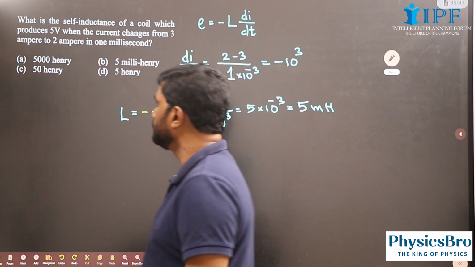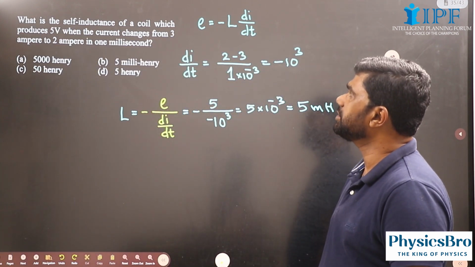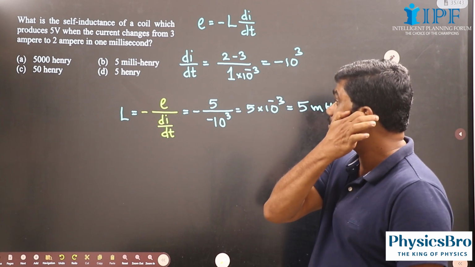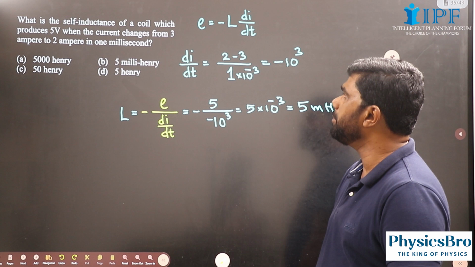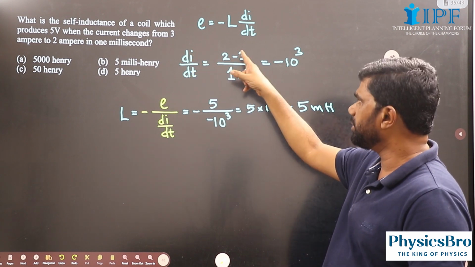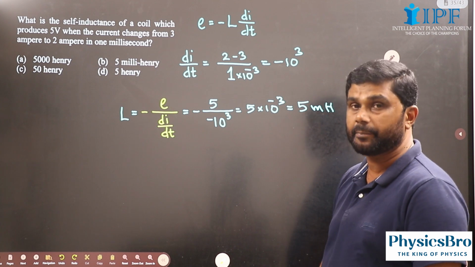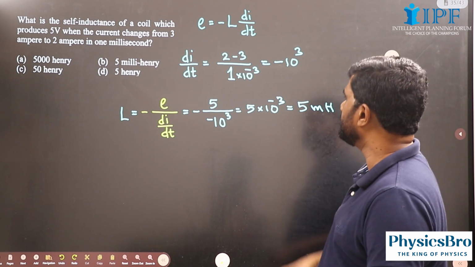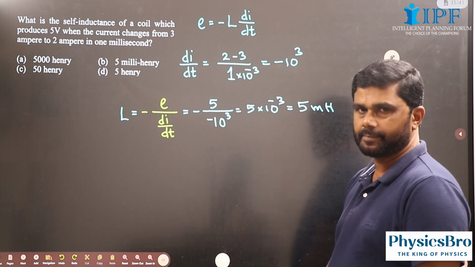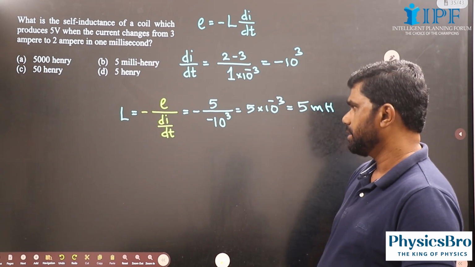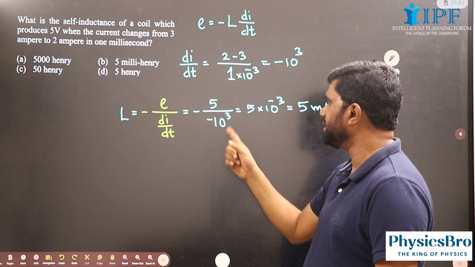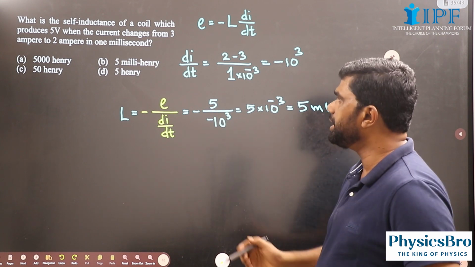So it will be 11 Henry. Okay, what is the self-inductance of a coil which produces 5 volt when the current changes from 3 ampere to 2 ampere in 1 millisecond? Di by dt, final current 2 ampere minus initial current 3 ampere and it happens in 1 millisecond. So di by dt will be minus 10 raised to 3. And self-inductance is minus E, means minus 5 divided by minus 10 raised to 3, that is 5 millihenry.